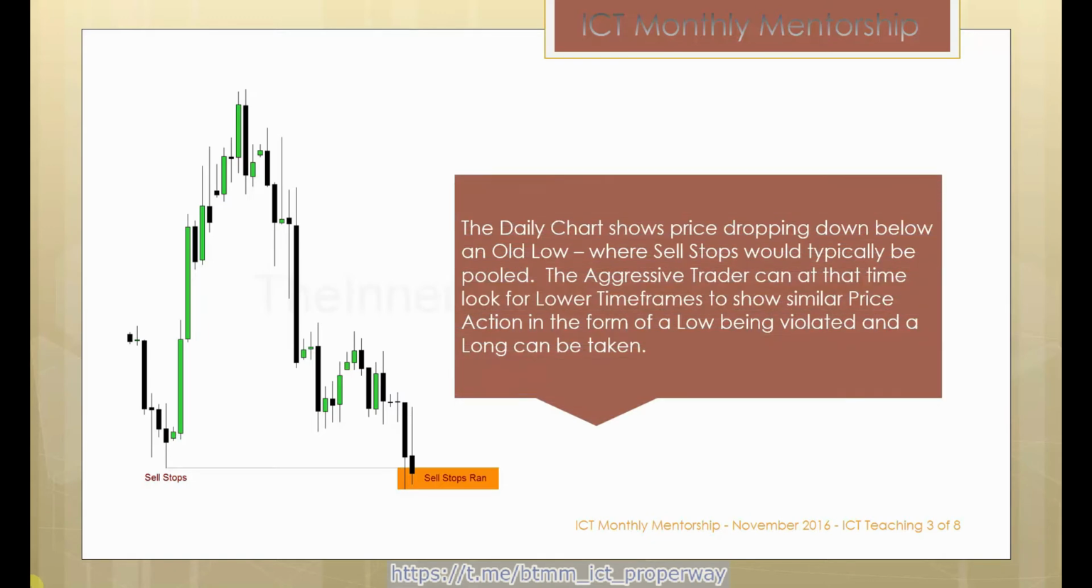Now, looking at this daily chart, you see it shows price dropping down below an old low. And this is typically where sell stops are going to be residing, or as we call it, a liquidity pool. Sell stops will pool below this old low, and everyone that would be wanting to go long would have a sell stop right below that. And in fact, because everyone's doing that same idea, putting a sell stop here, that's where the idea of a liquidity pool comes from. All those orders are pulling together, okay, and creating a pocket, if you will, of selling interest.